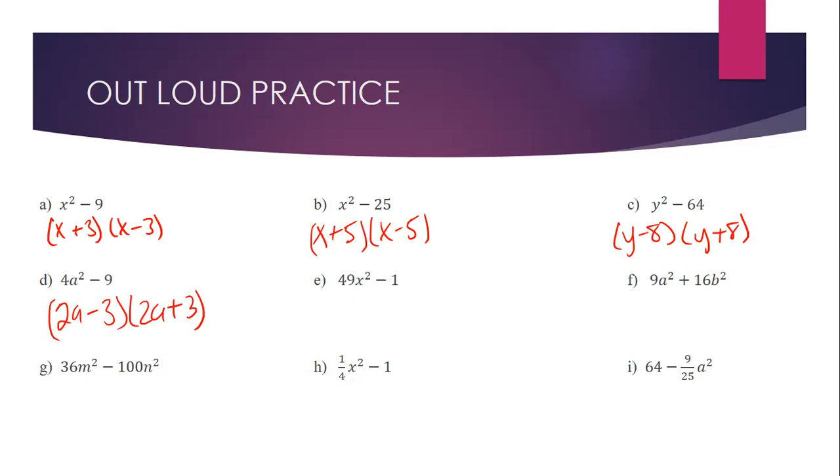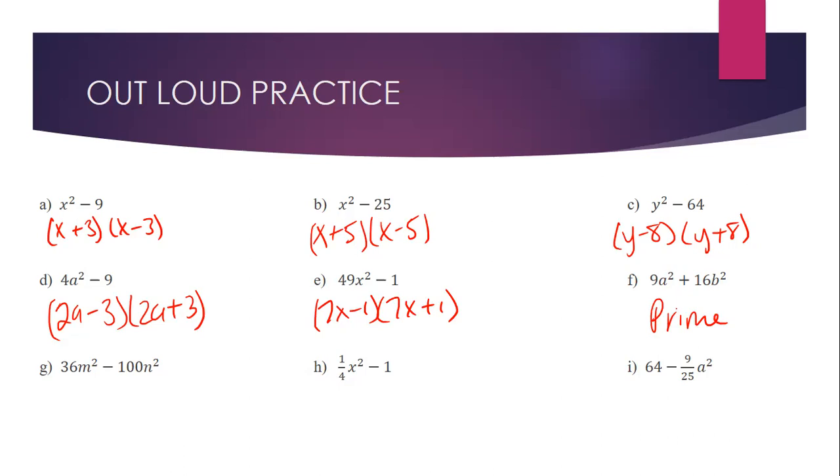Are they both perfect squares on E? Yeah. Are they being subtracted? All right. What are my factors? There we go. Trust the process. All right, F. Are they both perfect squares? Yeah. Are they being subtracted? No. So I cannot apply this because they are not being subtracted. Do they have anything in common? No. So this is prime.